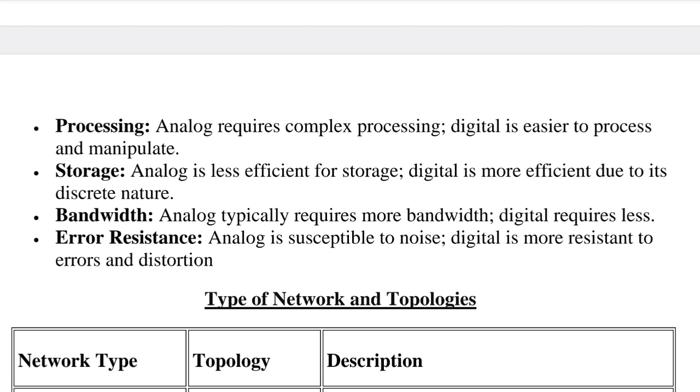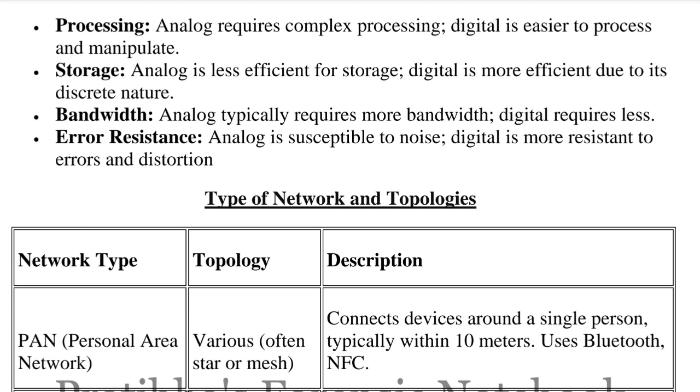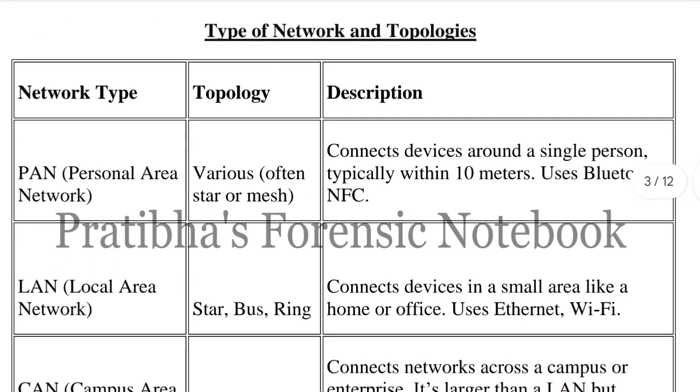Now the types of networks and topologies. Networks are divided into different types: PAN, LAN, CAN and MAN. PAN means personal area network, which helps in connecting devices around one particular person, for example in a range of 10 meters using Bluetooth. It uses star topology or mesh topology. We will discuss the topologies in the next slides.